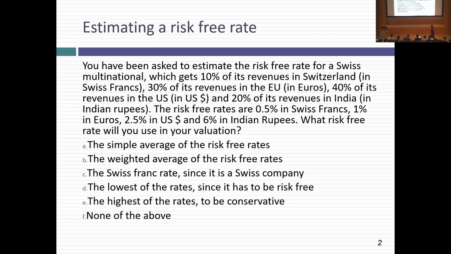Now here come the choices. The Swiss franc rate, since it's the lowest. That sounds like a good thing to have, right? Low risk-free rates, low discount rates. The lowest of the rates, let's be risk-free. Didn't we say risk-free rate? No, with the euro, didn't we use that as our rate? Maybe it should be the highest of the rates just to be conservative. Or maybe it's none of the above. I'll give you a clue. It's none of the above, and I want you to tell me which one it is. What do you think I should use as my risk-free rate?